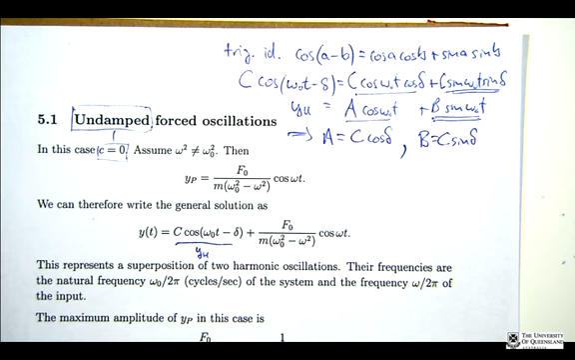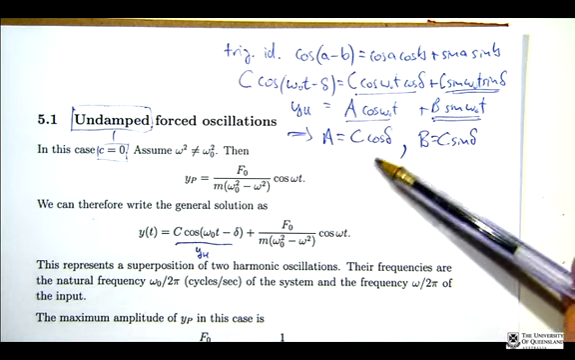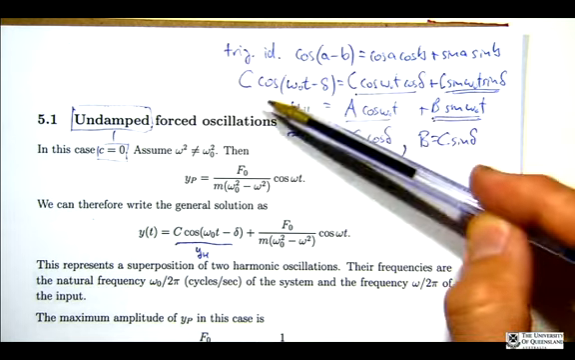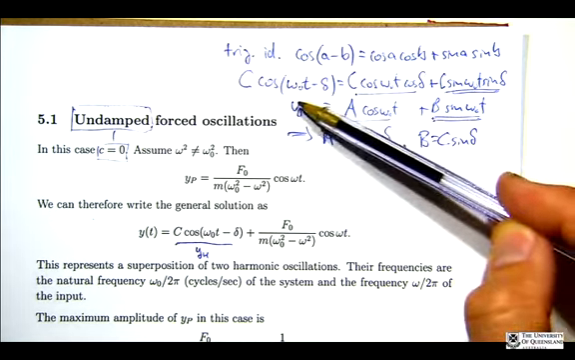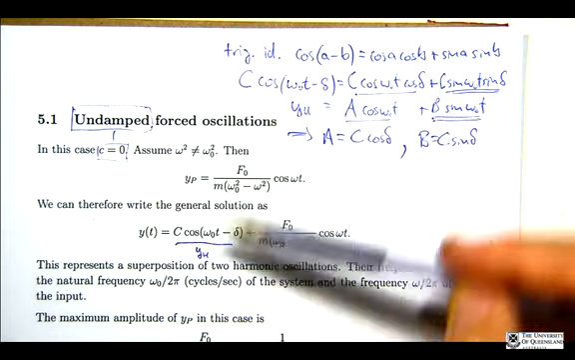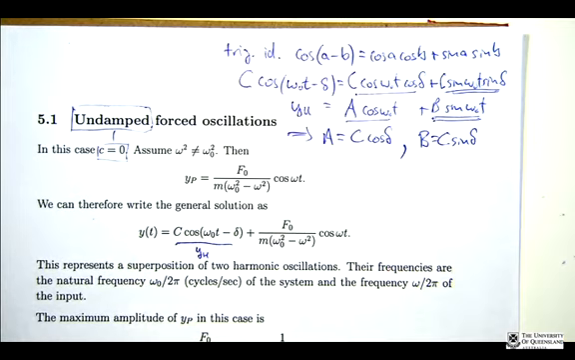Actually in this way, what we find is we can work out what the amplitude of these oscillations are, right? So in this case, C would just be the amplitude of those oscillations. And delta is just some kind of phase shift in the oscillations.